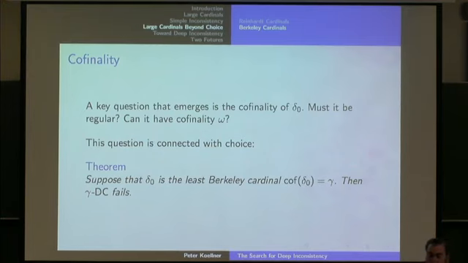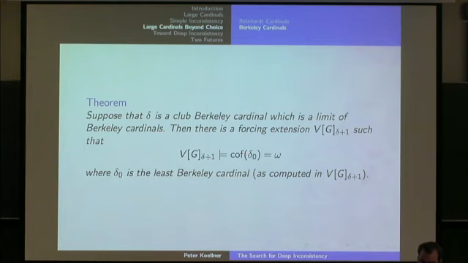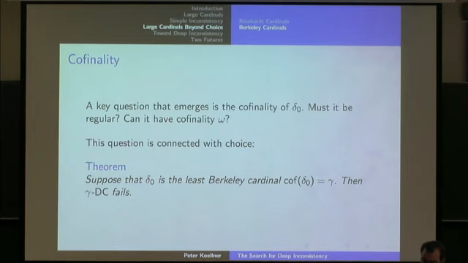And that's connected with the question of choice, because you can prove the following theorem. If delta naught is the least Berkeley cardinal, and it turns out that its cofinality is gamma, then you get a failure of gamma-DC. So in particular, if its cofinality is omega, then DC fails. So that would be a really radical violation of choice, right? I mean, we're not just throwing away AC. In the case where the cofinality is omega, you're throwing away DC. And the universe looks weird without AC, but it looks really weird without DC. And a lot of people would think that DC is just an evident principle. A lot of people think AC is an evident principle, but even more people think that DC is an evident principle.